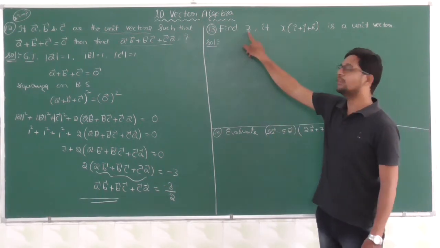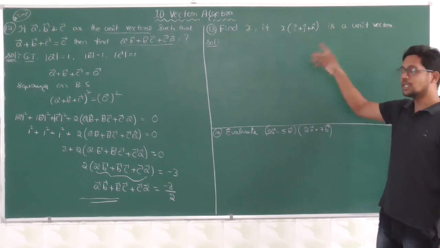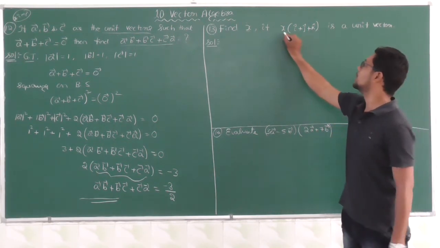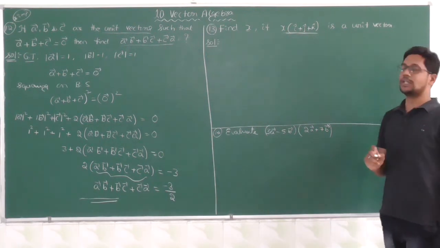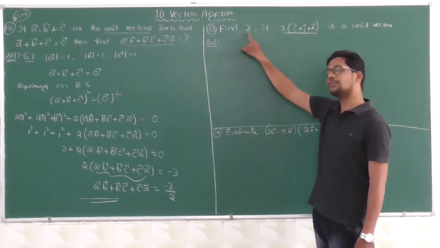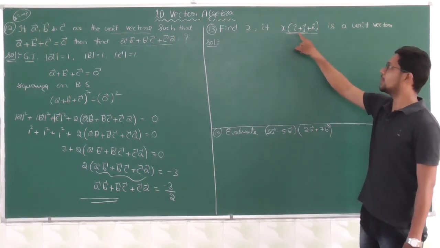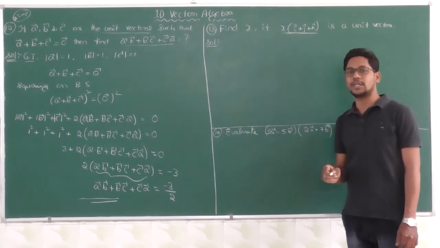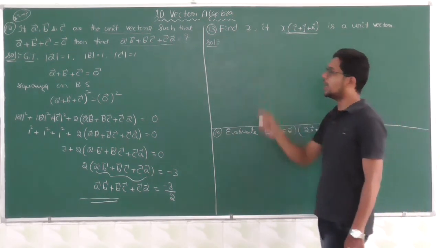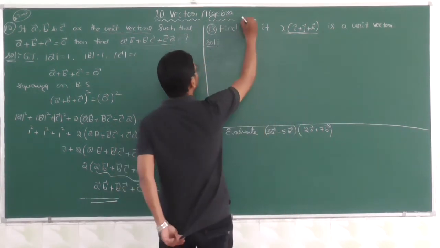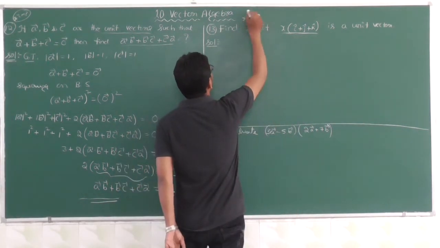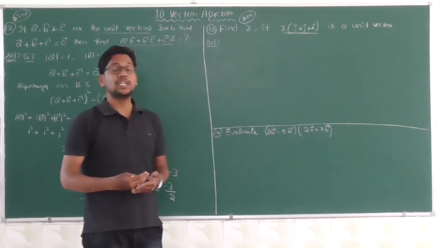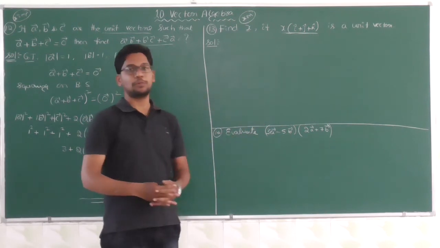But to find the value of x, what is given in the problem? x into i cap plus j cap plus k cap is a unit vector. Using this, we have to find the value of x. It is also important for 1 mark, for your point of CET. This question is important.